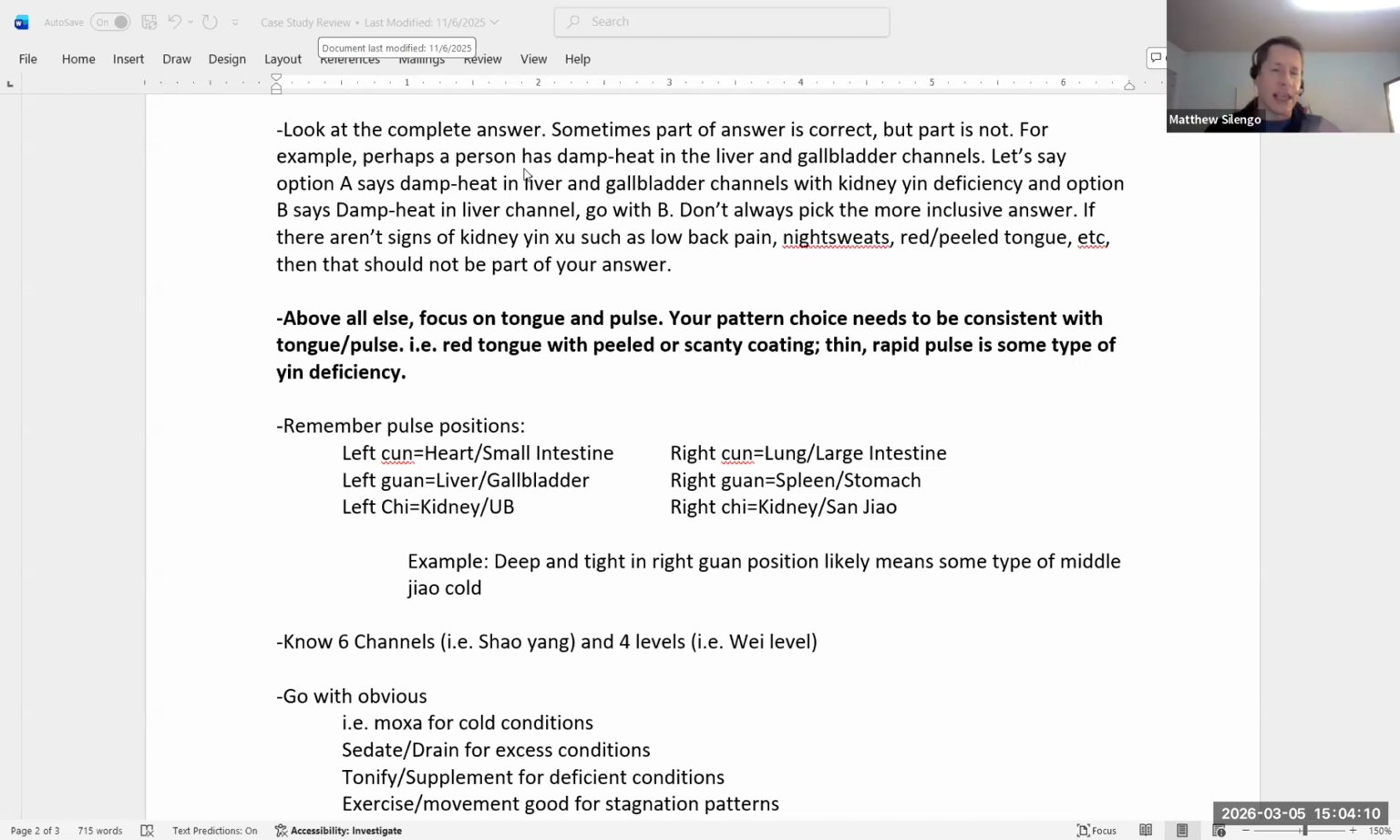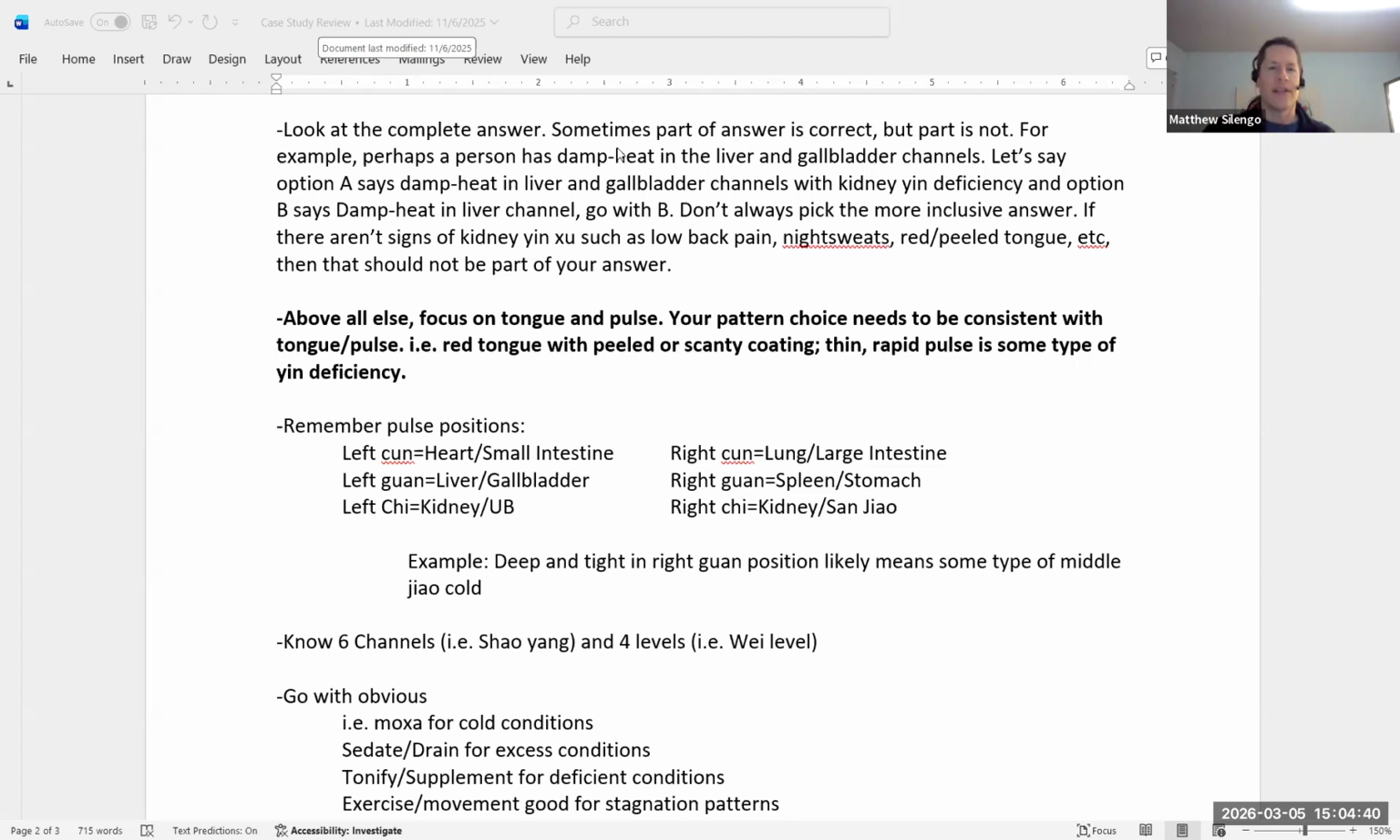So let's say you go look at the answer options now, and option A looks like, oh my God, exactly what I was thinking. It says damp heat in the liver gallbladder channels. But then it continues on and says with kidney insufficiency. And you're going, huh, well, liver gallbladder damp heat, that's kind of what I was thinking. But I mean, kidney insufficiency, I don't know. Where's that?